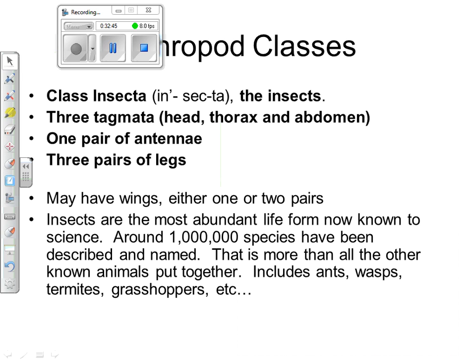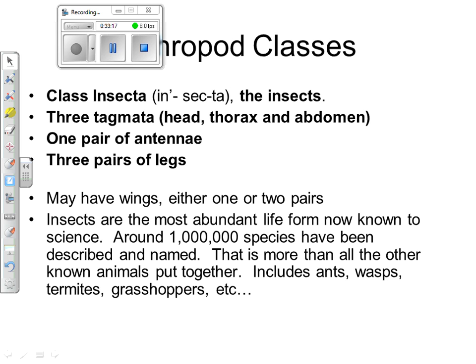Last group is class Insecta, the most diverse animal class in the world. Insects have 3 main tagmata. That's just another name for body section. 3 main body sections: the head, the thorax, and the abdomen. They typically have 1 pair of antennae, 3 pairs of legs. Where are those legs all attached? Which tagmata, which segment? Head, thorax, or abdomen? Thorax.